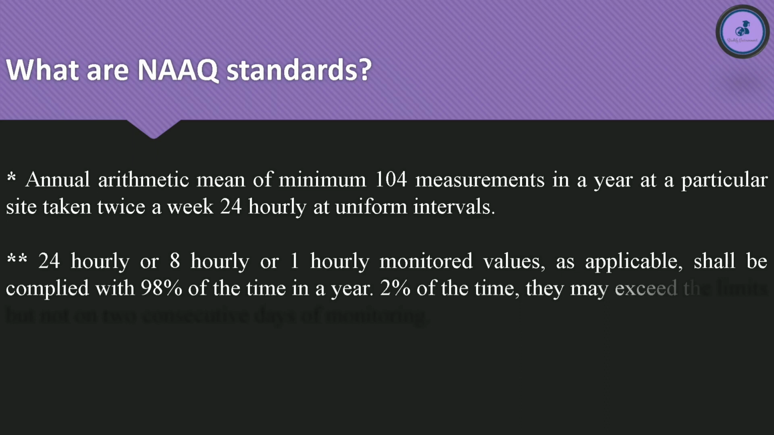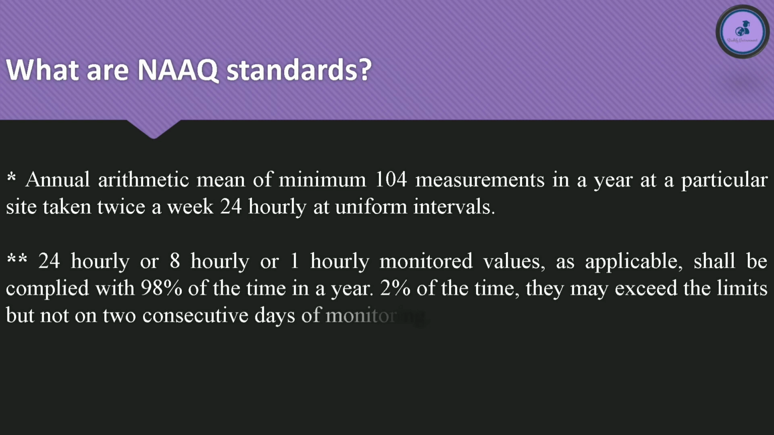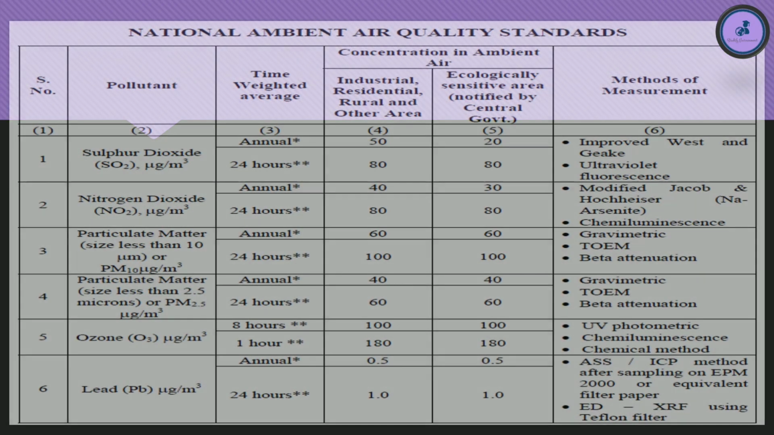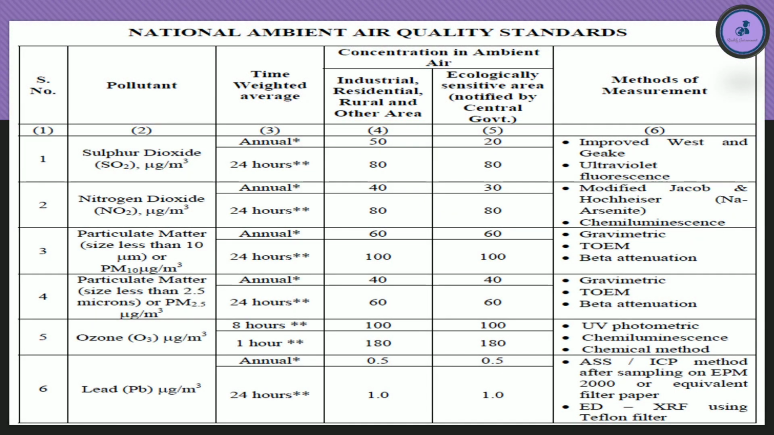So for about 98% of the time in a year, and at 2% of the time they may exceed the limits, but not on 2 consecutive days of monitoring. We will discuss the chart. Here is the chart, that is the National Ambient Air Quality Standards, which are given by CPCB. It encompasses pollutants, time weighted average, concentration in industrial, residential, rural area, ecological sensitive area, and its method of measurement.